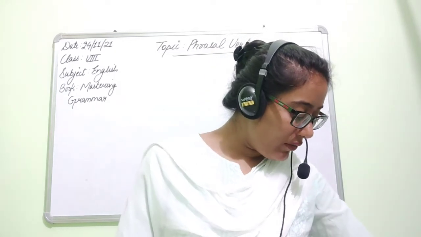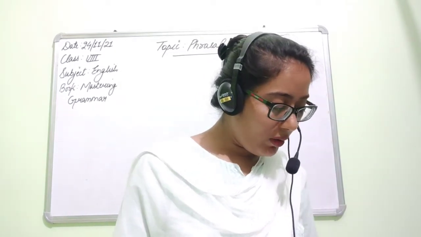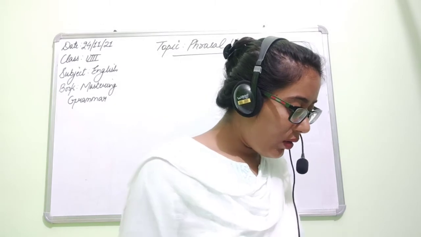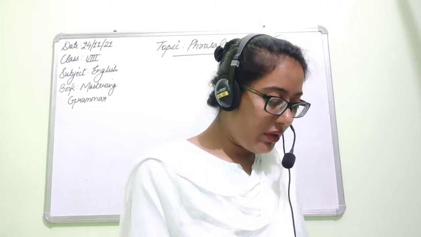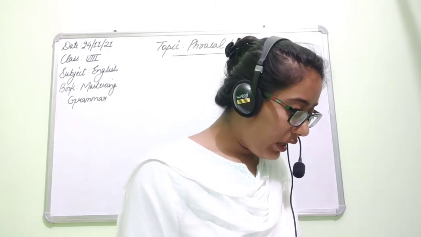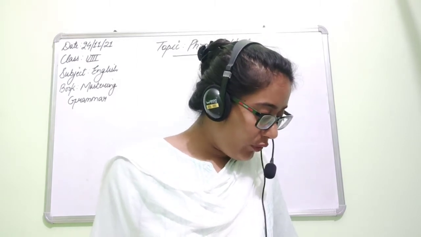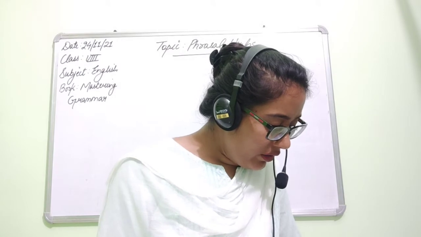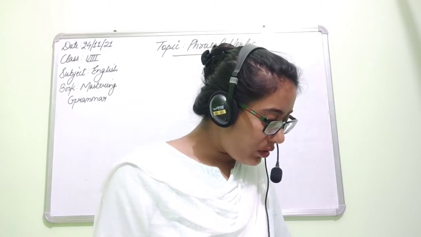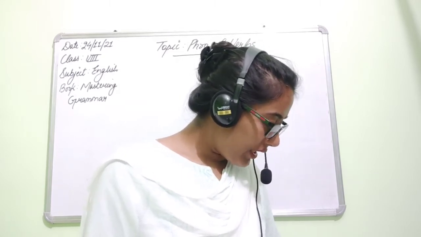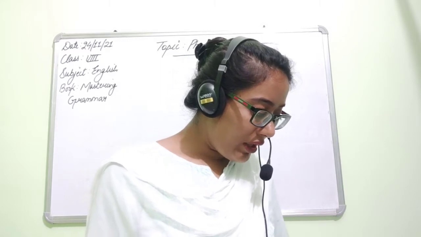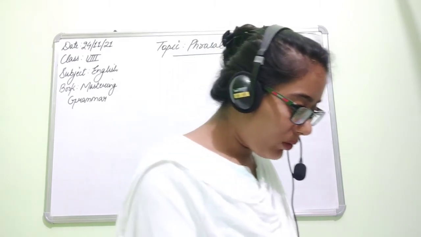Now read the list of phrasal verbs and their meaning given below. Note the way the meaning changes with the change of preposition or adverb. Now, put aside means save. Put down means write. Put forward means suggest. Put in means to claim. Put off means postpone. Put away means tidy up. Okay, so phrasal verbs and their meanings have been given below.